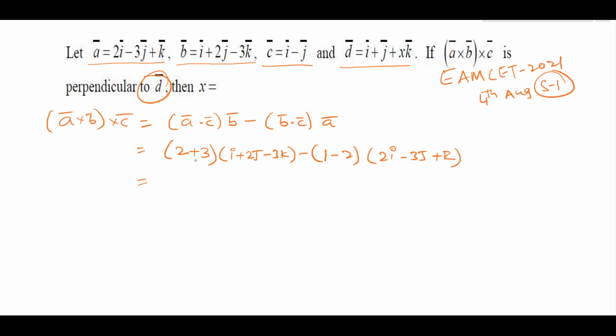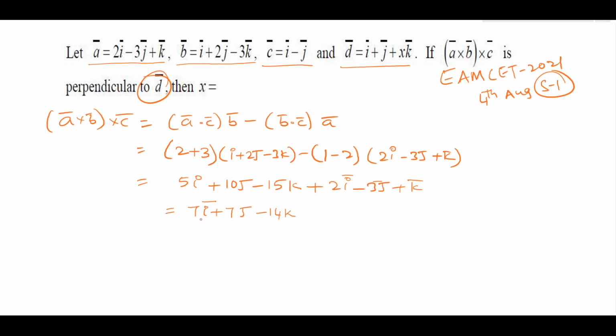So that is equal to 2 plus 3, 5, that is 5i plus 5 into 2, 10j, 5 into 3, 15k, and 1 minus 2 is minus 1, minus into plus, into 2i minus 3j plus k bar. That is equal to 5i plus 2i, 7i, 10j minus 3j, 7j, 15k minus k, this is minus 14k.